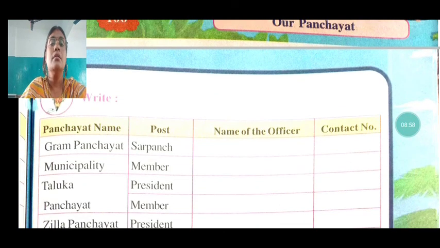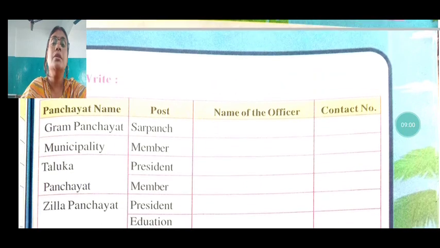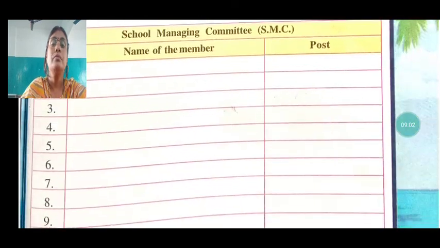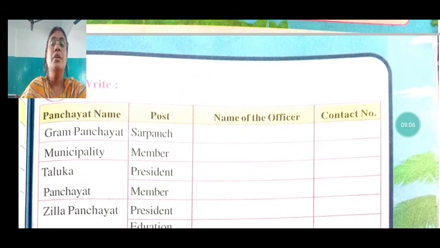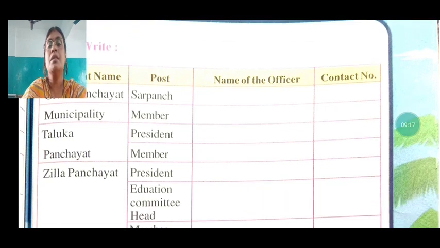Clear? So this is all about it, you have to go through this. Then come panchayat name: gram panchayat, municipality, taluka panchayat, and the post. That is, the sarpanch is the leader. In taluka, the president is the leader. In jilla panchayat, the president is the leader there. And a few members are also there.